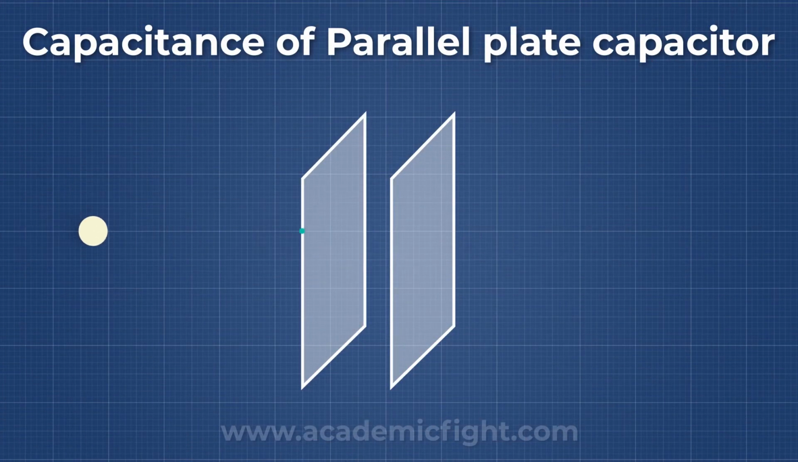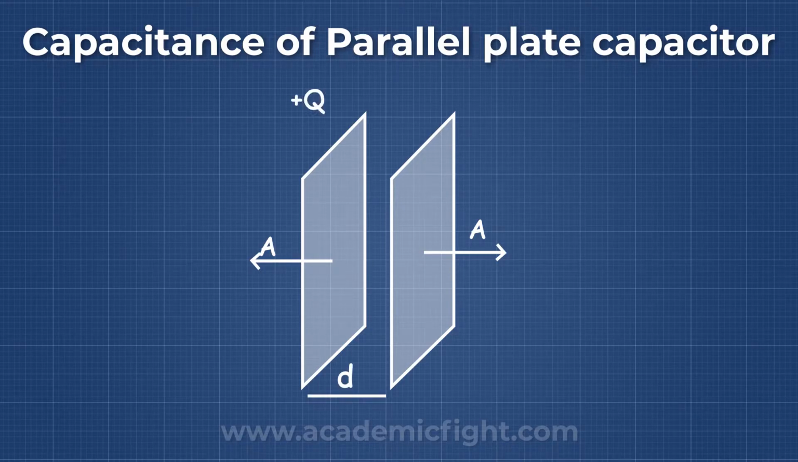Let's start. Let's say we have a parallel plate capacitor. The area of the plates is A. The distance between the plates is D. And one plate of the capacitor is plus Q charged, and the other plate is minus Q charged.